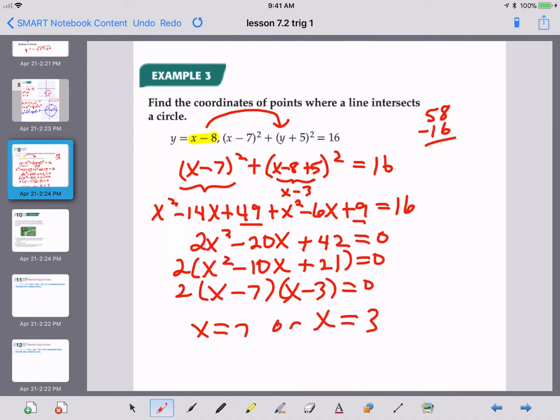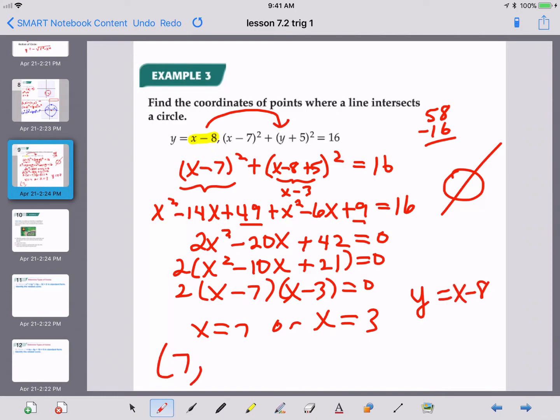Now that means that it was a circle and the line cut through it in two places. So we want actual coordinates of points. So we know that y = x - 8. So for our first point, if we put 7 right there, we get 7 - 8 or negative 1. For our second point, if we put 3 right there, we get 3 - 8 or negative 5. And so there you go. There's an example of how you can blend lines and circles together when we're looking for where they might intersect one another.